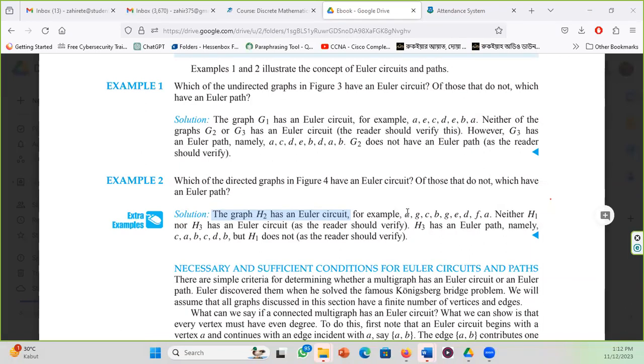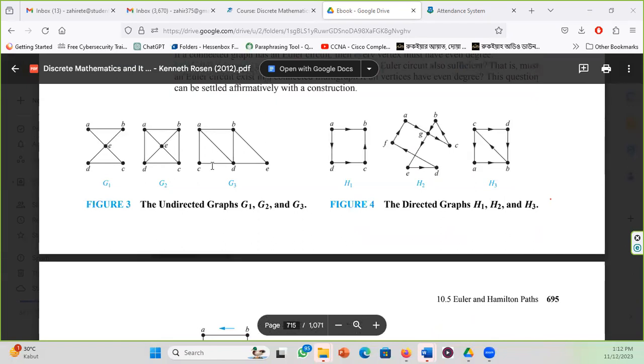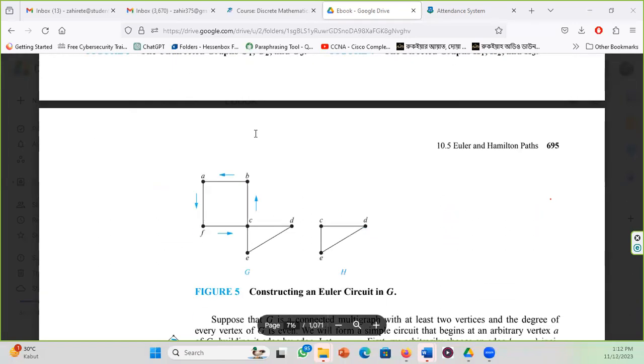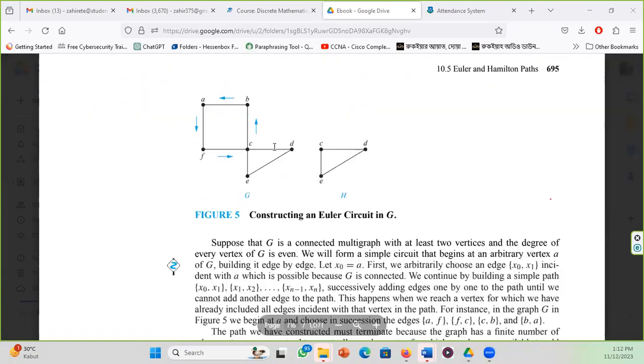Now tell me your pattern log. Does it relate with it? Yes sir. So this pattern log basically works based on the Euler circuit, but that is not a directed graph, that is an undirected graph.